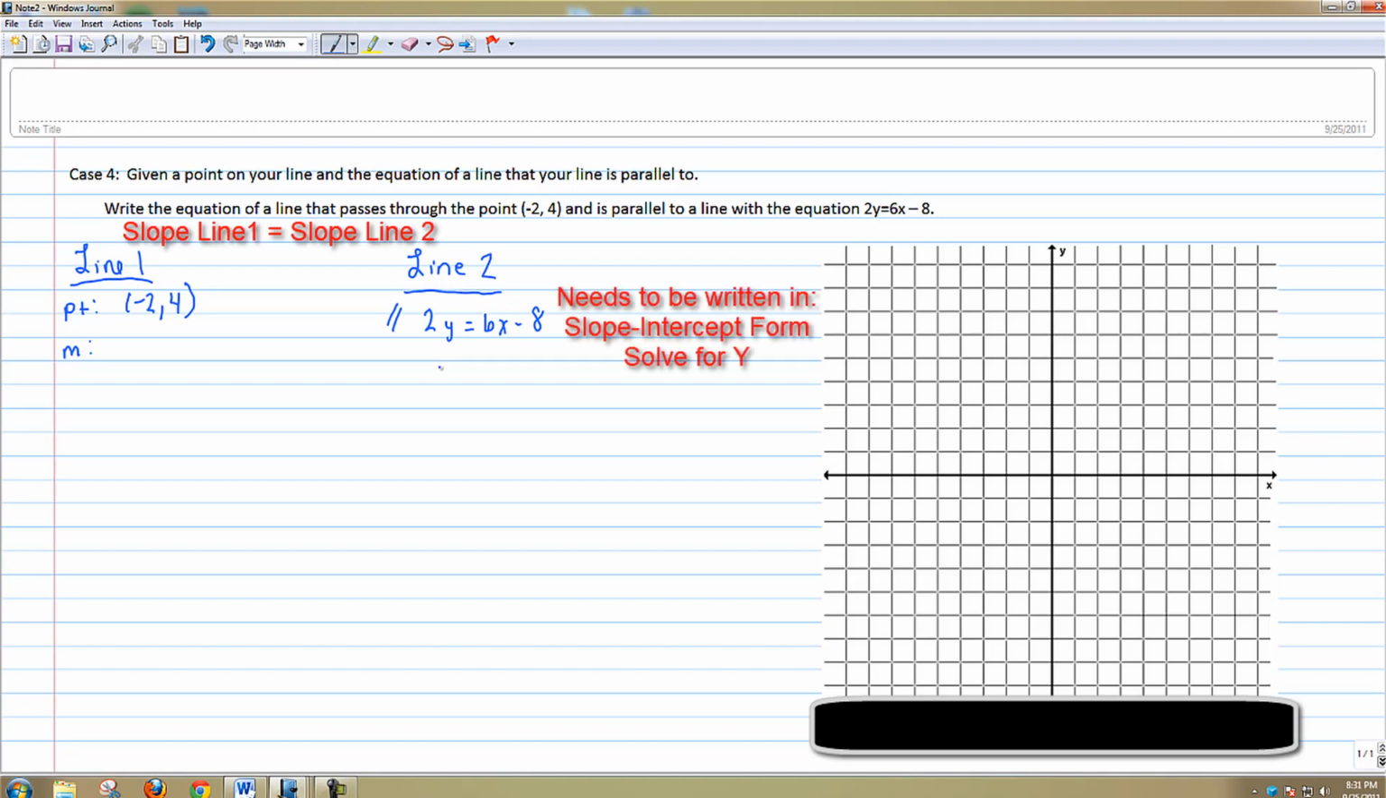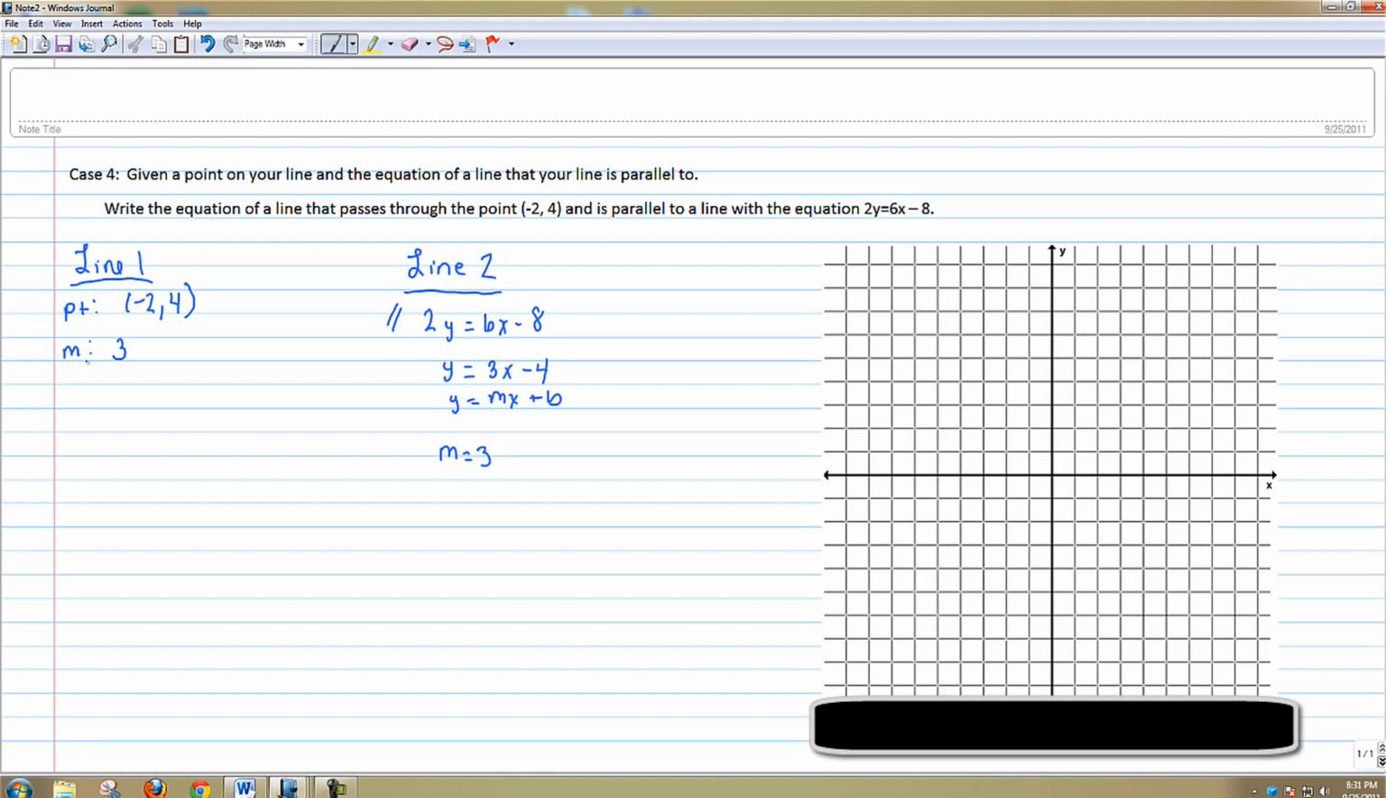So I'm going to go ahead and solve for y by dividing by 2 on every single term. So if I do that, I get y equals 3x minus 4. Now I'm in slope-intercept form, so I should be able to see the slope. And obviously here the slope is 3. Well, since my line 1 is parallel to line 2, I can go ahead and say line 1 slope is also 3. So that was just side work so that I could have my slope and my point.